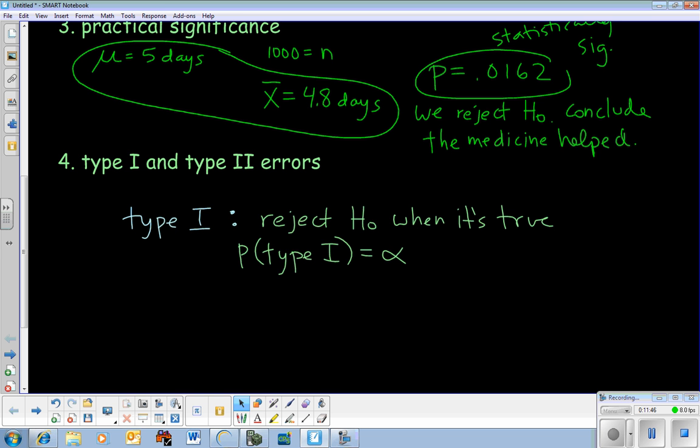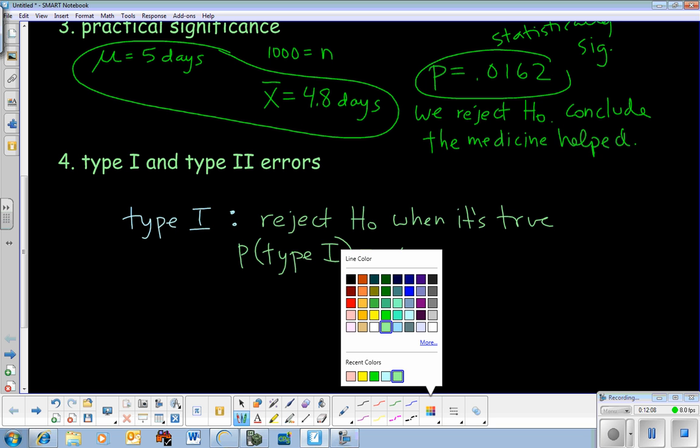If you want to test at the 1% level, then there's only a 1% chance you're going to mess up. But if you want to do a 10% level, there's a 10% chance you're going to mess up. This is a very common question. What's the probability of making a type 1 error? Whatever level you are testing at. If you're at 5%, 5%. The most common answer to this question is 5%.